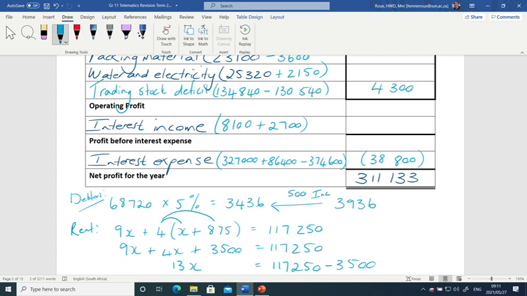So that is the second step. We've copied all the information on the income statement. We've gone through all the adjustments. Now we do the calculations. So while we are here, interest income, if we add those two, 10,800.